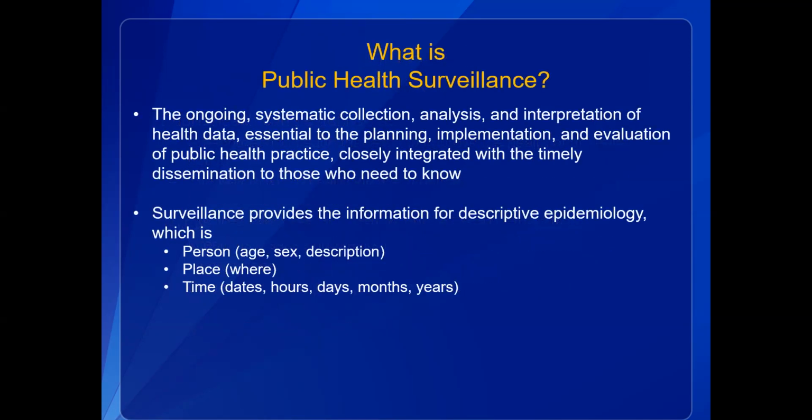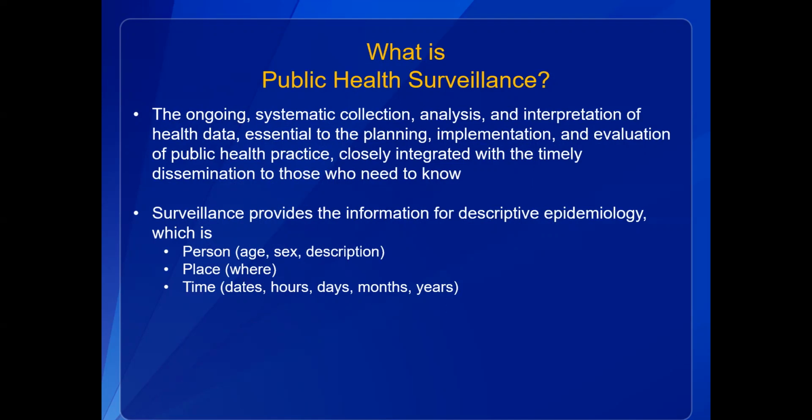Then coming to our talk in terms of what is public health surveillance. Public health surveillance is the ongoing systematic collection, analysis, and interpretation of health data, essential to the planning, implementation, and evaluation of public health practice, closely integrated with the timely dissemination to those who need to know. So this is a simple definition, if you look at the way it is structured.